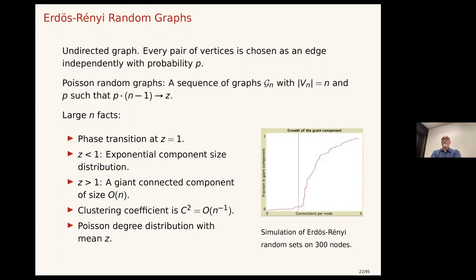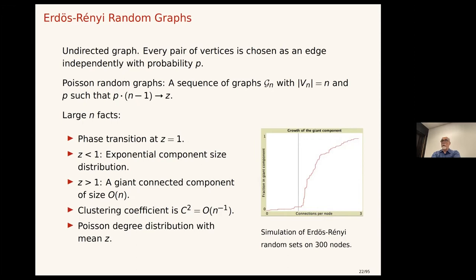Okay. So now, let's ask, what happens if we make this graph very, very large? Let's increase the size of n. We'll leave p, the probability that the edge is realized, fixed. If we let n get large and we keep p fixed, here comes a test question.